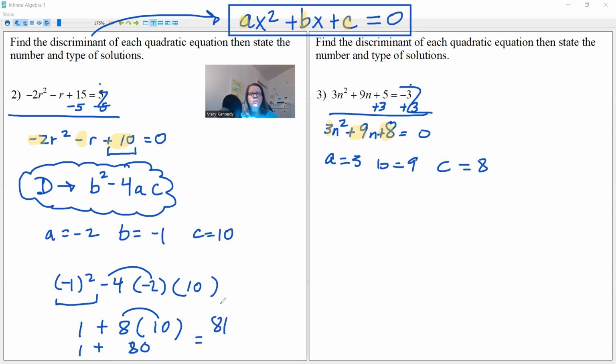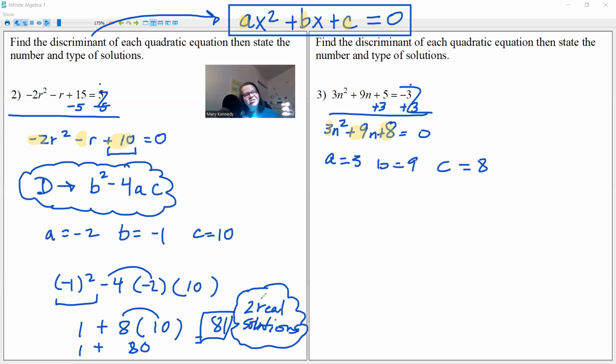Now that is the first part of this answer. The discriminant is 81, but the question is, what does that mean? Well, if it is a positive number, that means that there are going to be two real solutions to this quadratic equation. So we would just say there's going to be two real solutions. We don't know what they are yet. The discriminant just tells you what kind they are and how many there will be.